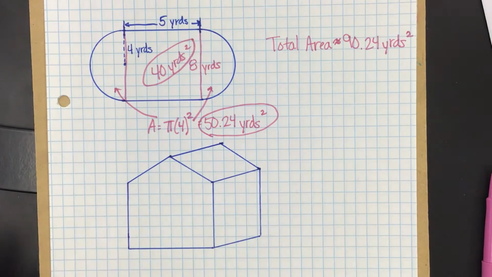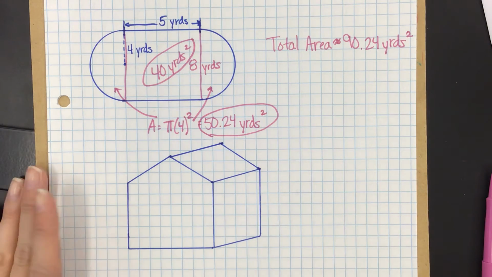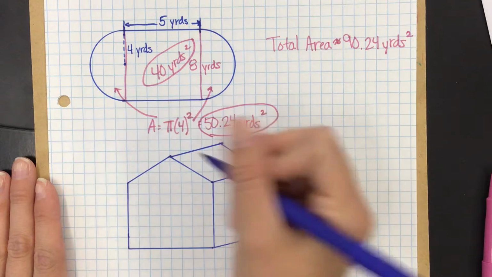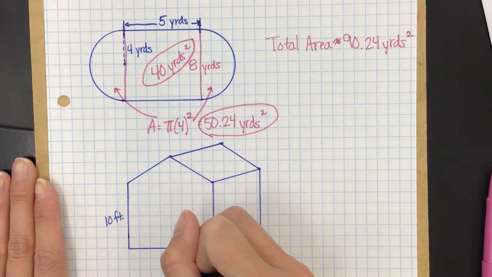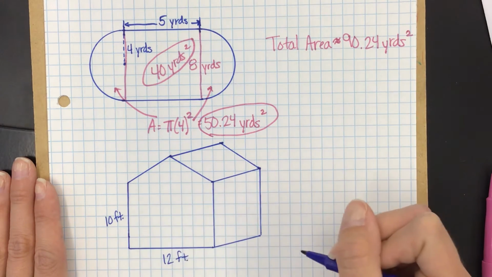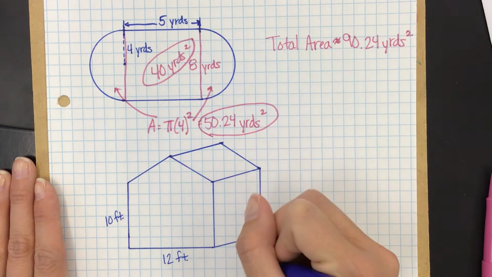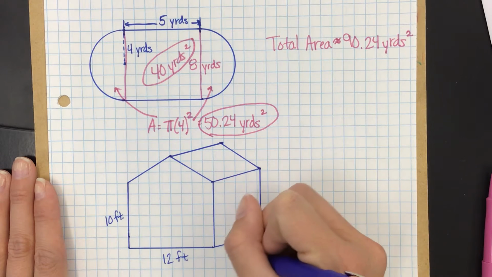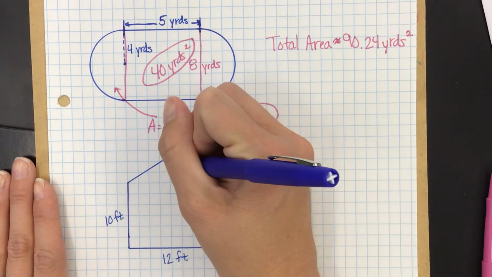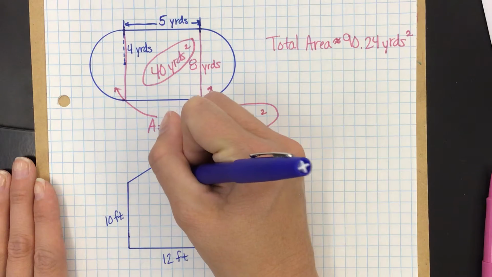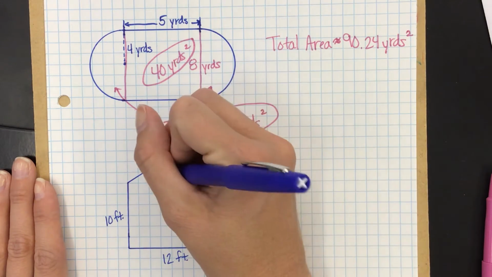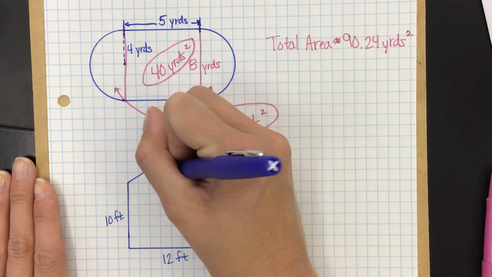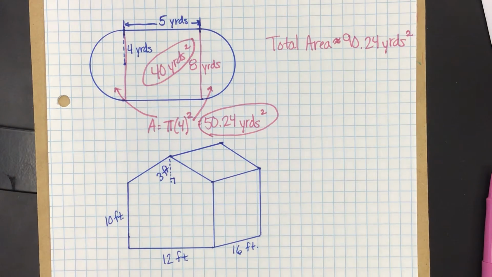Okay, so I'm going to go ahead and put some measurements on this little house here. So we'll say this is 10 feet, 12 feet. This is 16 feet. The height here is, let's say, 3 feet. And I think that's all we need.